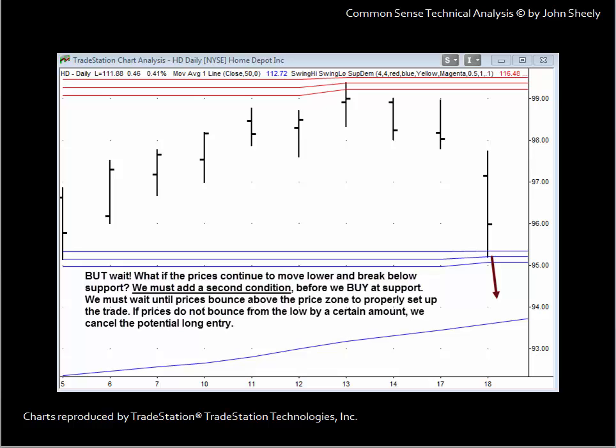Does this mean we immediately go long just because prices reach this price zone? No. This is because prices may just move lower and lower and potentially fall within our zone of acceptable price zone. This is why I must create a second condition before I buy long at support. I must wait until actual prices bounce above the current lows to indicate that we have found a new swing low or, quote, double bottom to set up a long entry.